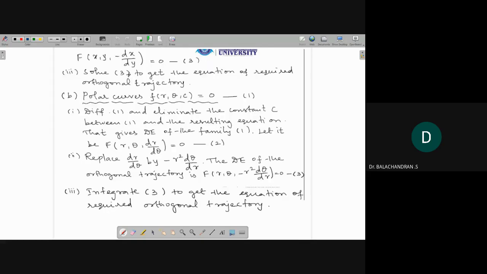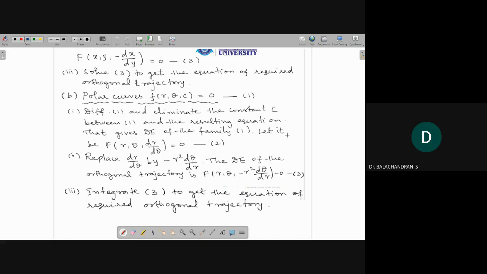So if we solve equation 3, we get the equation of the orthogonal trajectories. This is the procedure when the given equation is in Cartesian form. Suppose the given equation is in polar form: differentiate equation 1 with respect to theta, and eliminate the constant c from 1 and the resulting equation. The resulting equation means the equation which you got by differentiating with respect to theta. Once you eliminate the constant c, that gives the differential equation of the family of equation 1.